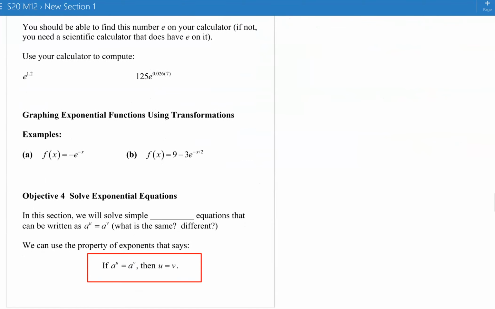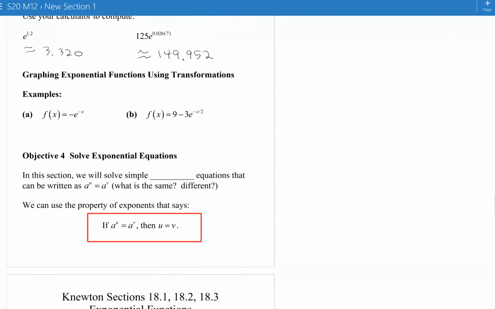So I want to make sure you know where the e button is on your calculator. So let's just check and make sure you're getting about 3.320 for the first one. And then about 149.952 for the second one. And we use the wiggly equals to say we're rounding here.